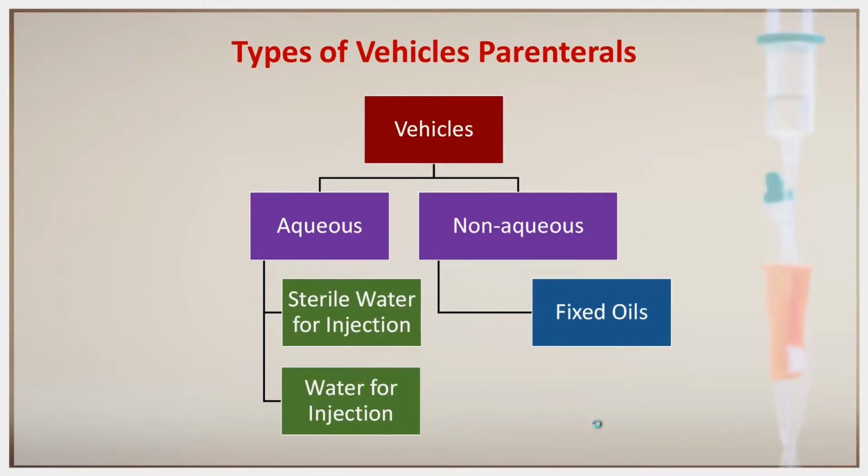Now, what are the vehicles used in the development of parenteral dosage form? We can classify them as aqueous and non-aqueous vehicles, and most commonly we use water for injection and sterile water for injection as an aqueous vehicle for preparation of parenteral dosage form.